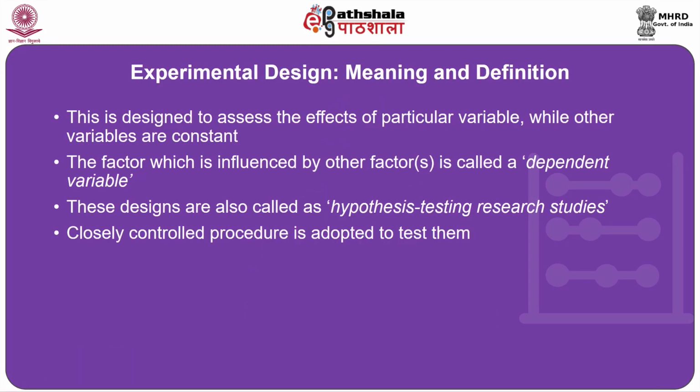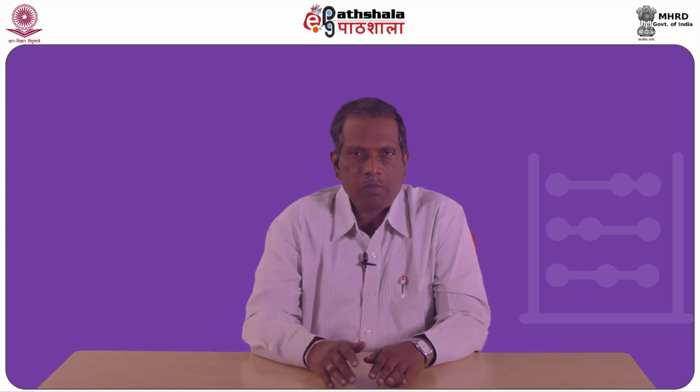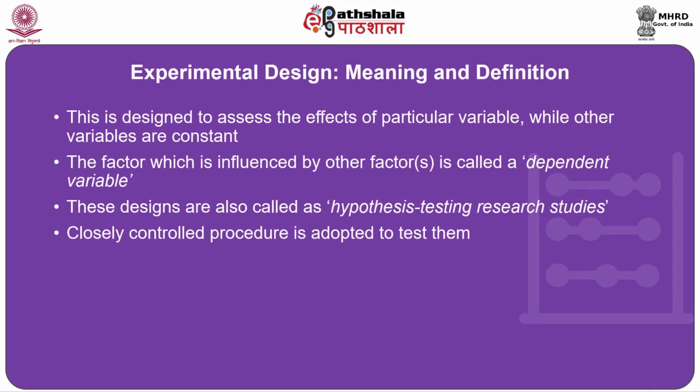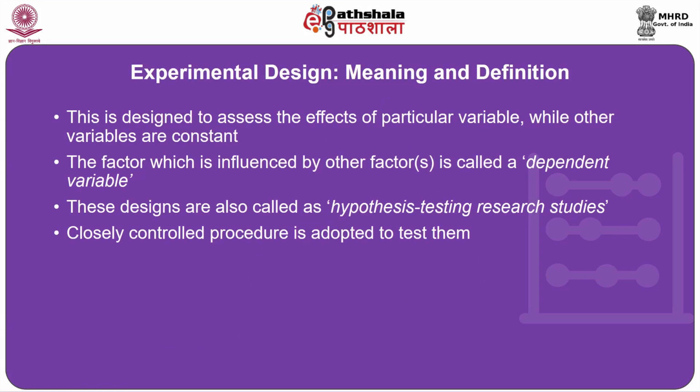The factor which is influenced by other factor or factors is called a dependent variable. The experimental design is also stated as a blueprint of the procedure that enables the researcher to test his or her hypothesis by reaching valid conclusions about relationships between independent and dependent variables. Hence, these designs are also called hypothesis testing research studies. In these designs, the nature of the relationship between independent variables and dependent variables is perceived and stated in the form of causal hypothesis. A closely controlled procedure is adopted to test them.